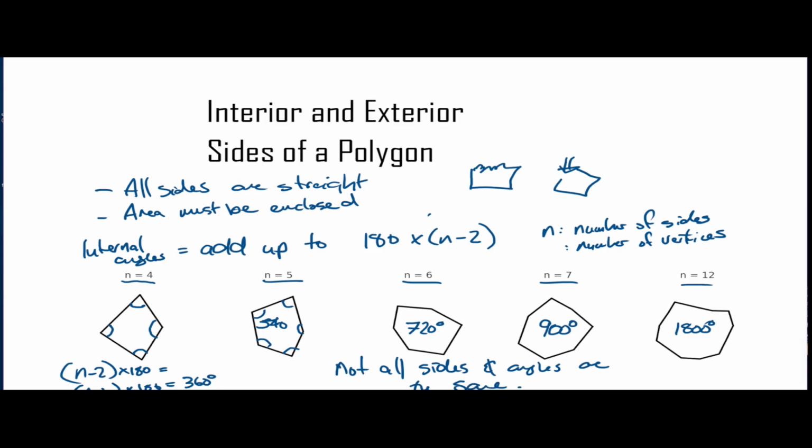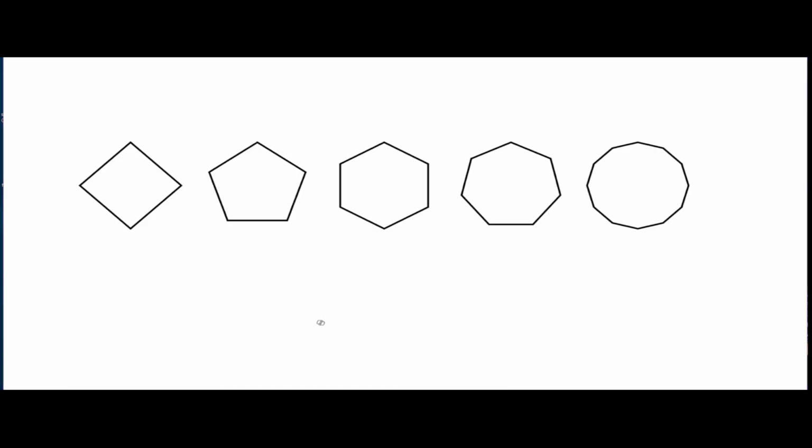Okay, now we're going to do regular polygons. So here are some regular polygons. Here we have a 4-sided regular polygon, also known as a square. 5-sided, so a regular pentagon. 6-sided, a hexagon. 7-sided, a heptagon. And this is a 20-sided regular polygon. I can't remember what that one's called off the top of my head. You can look it up.